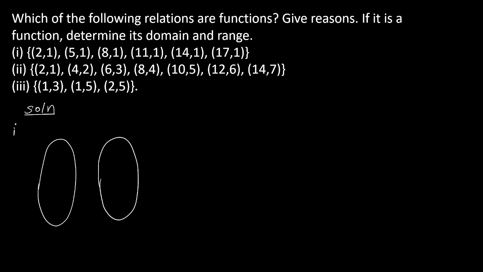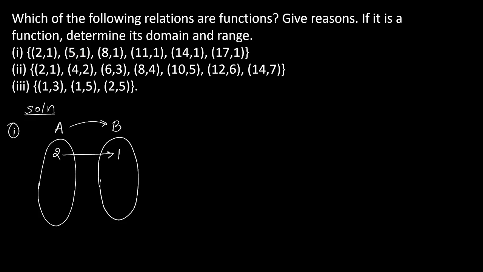I am discussing the first one. First one says that 2 is related to 1. Is it correct? Let me give some name for the first set as A, the second set as B. What does it mean, 2 comma 1? The element 2 is related to 1 in the other set.